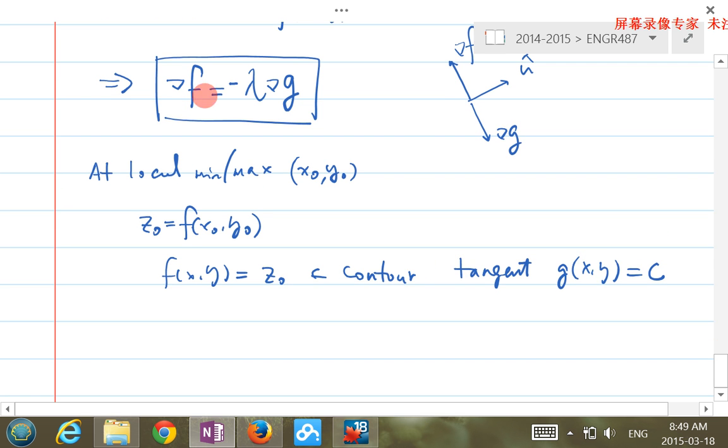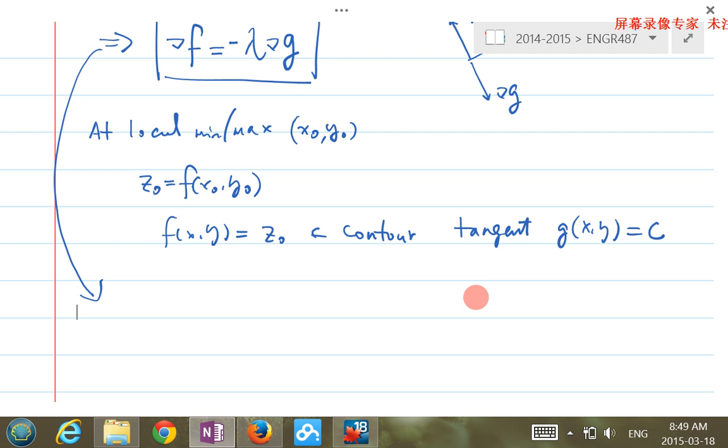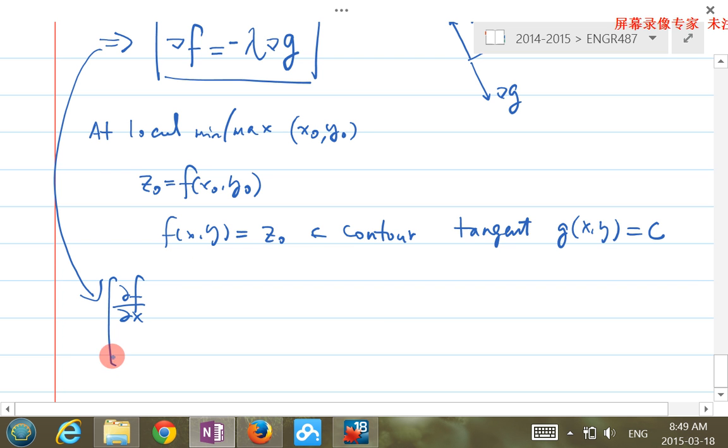What does del f equal to negative lambda del g give us? Okay, what does this formula give us? Del f is partial f over partial x and partial f over partial y, right? Okay. And del g is partial g over partial x, partial g over partial y. So basically, this equation gives us two equations.